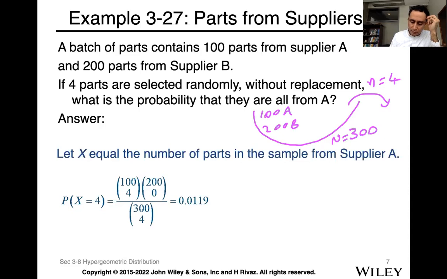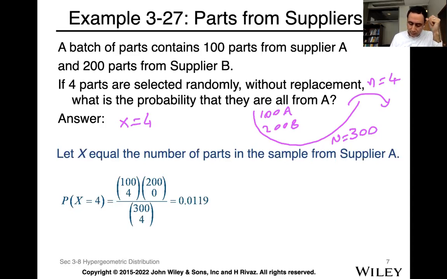So that means that X is equal to 4, because I want all of them to be from A, right? So all I have to do is plug into the equation, right? So this will be the answer, right? So 100 choose 4 times 200 choose 0 divided by 300 choose 4. So it's a perfect place to prove this equation.